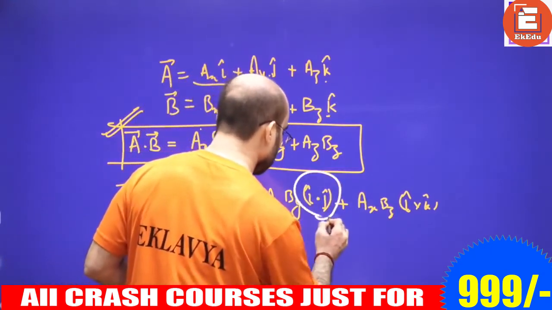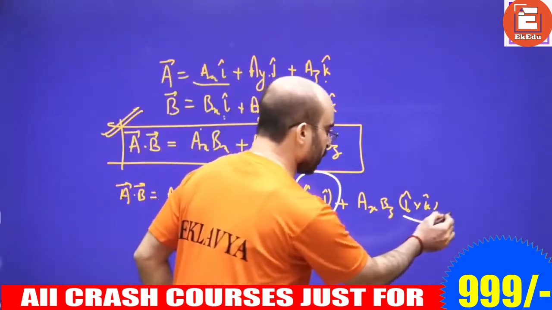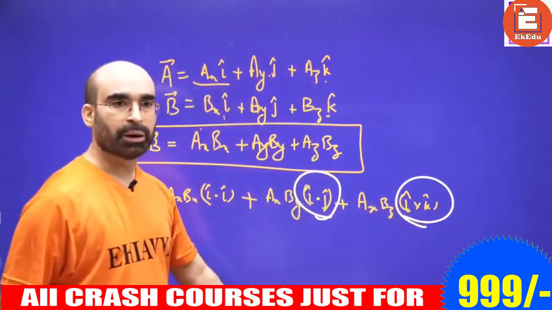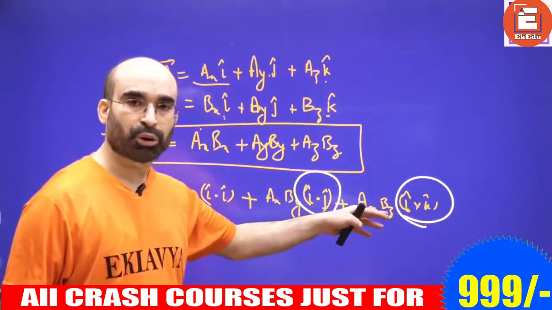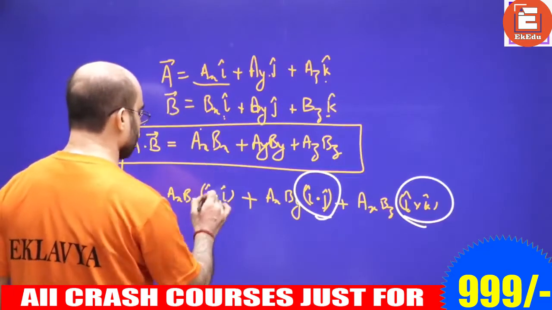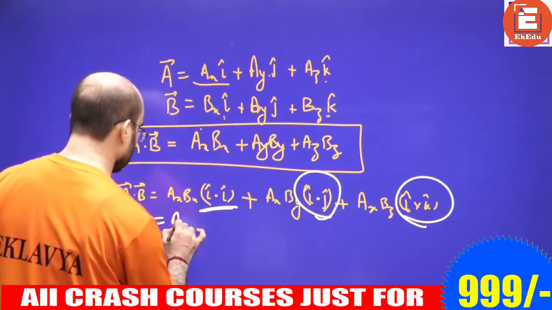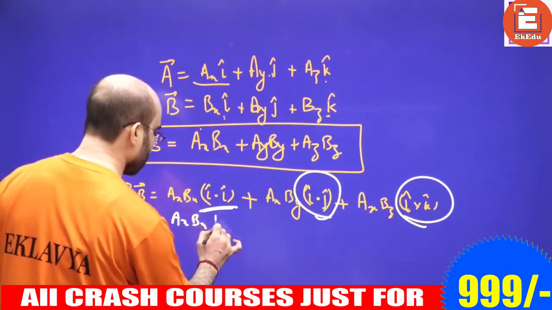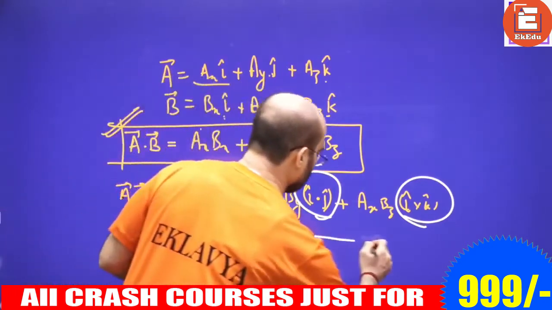What? i dot j or i dot k. So this is going to be 0, right? So that is why the final result is going, and this is going to be 1. So this is AX BX into 1, right? And there are multiple other terms.